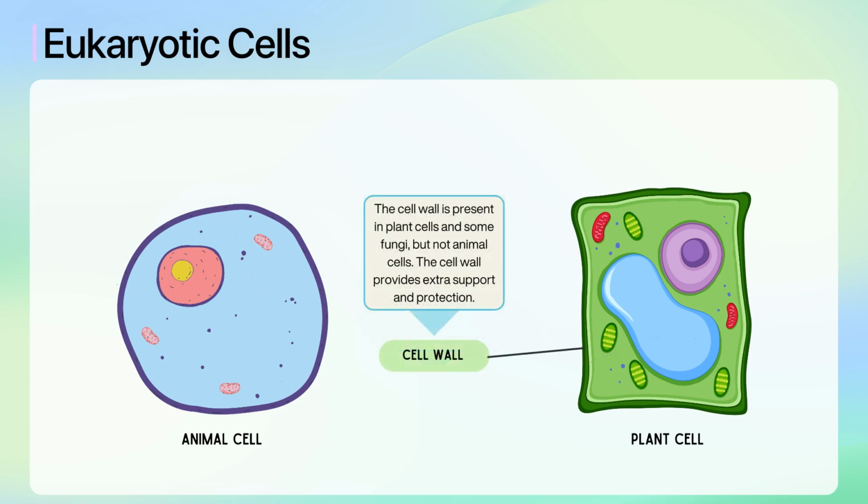The cell wall is present in plant cells and some fungi, but not in animal cells. It provides extra support and protection.